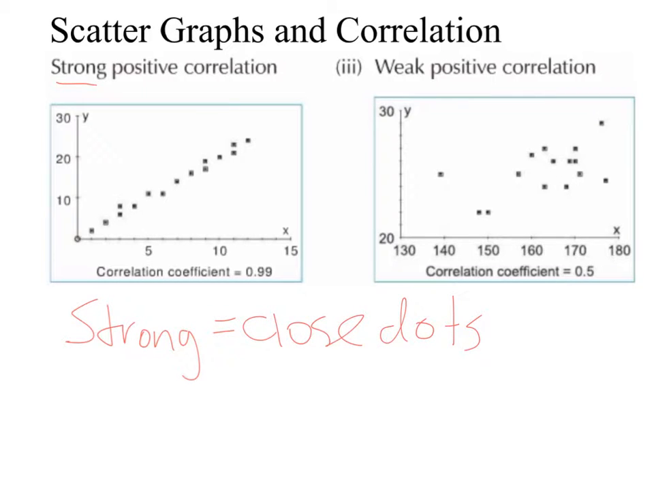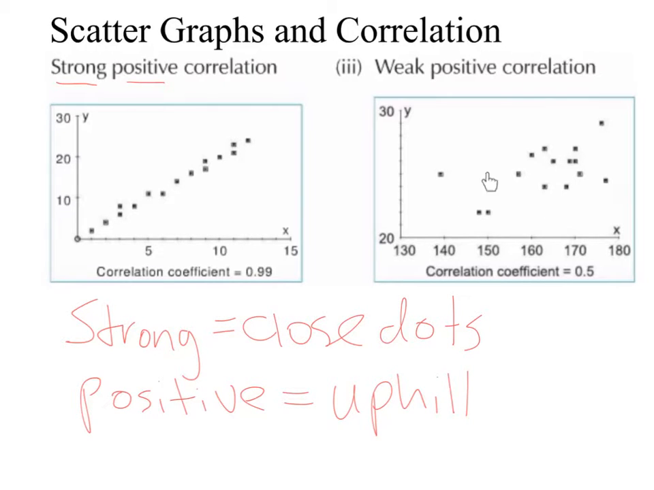Positive means that our data is going upwards. So we can see that the dots are going uphill. So positive is going uphill or upwards. We read a graph like we'd read a book from left to right, so we can see that the dots on our scatter graph are going upwards. So that's where the positive comes from. So strong, they're very, very close together. Positive, they're going upwards. So this is known as strong positive correlation.